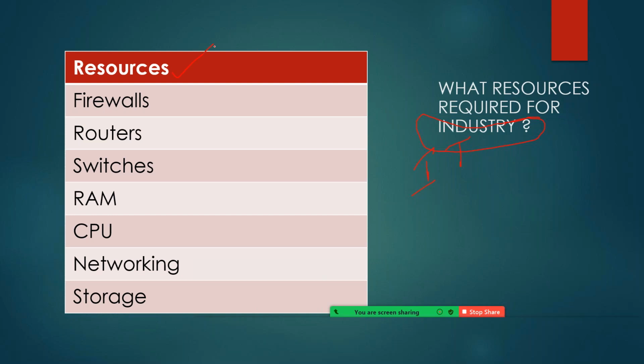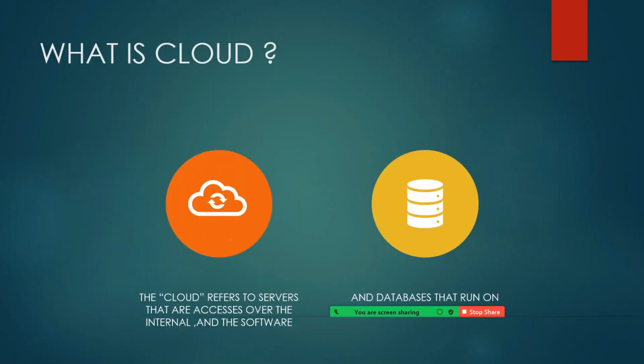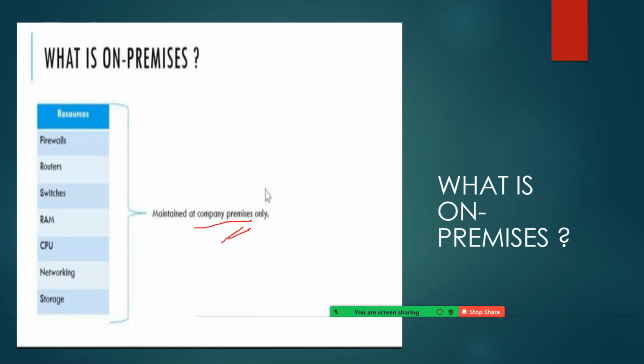The resources are like firewalls, routers, switches, RAM, CPU, networking, storage, sensors, IoT devices, whatever it may be. All these we call resources. All these resources will be maintained on company premises only. That we call on-prem. All the resources maintained on company premises will be called an on-prem.